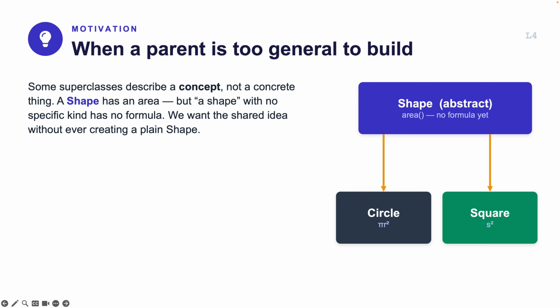An abstract class is a partial blueprint. It can define some shared behavior, but it leaves certain methods unfinished for the subclasses to complete. And critically, you cannot create an object of an abstract class directly with new. It exists to be extended, not instantiated. So whenever you have a concept that's real as a category but meaningless as a standalone object, you're looking at a candidate for an abstract class.